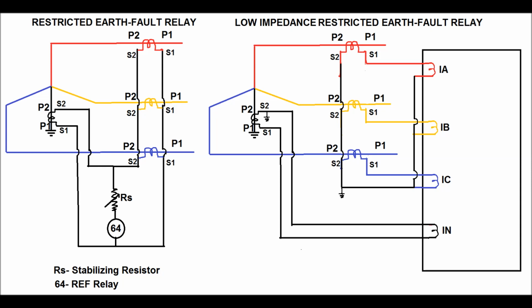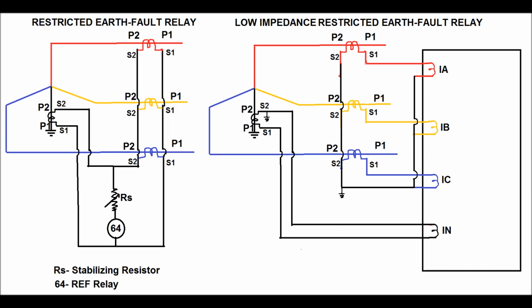In case of high impedance REF protection relay, the CT polarity should be proper, that is, for phase CT or bushing CT, the P1 shall be connected towards the bus side and P2 shall be connected towards the transformer side. And for NCT, the P1 shall be connected towards the earth side and P2 shall be connected towards the neutral of the star winding transformer.